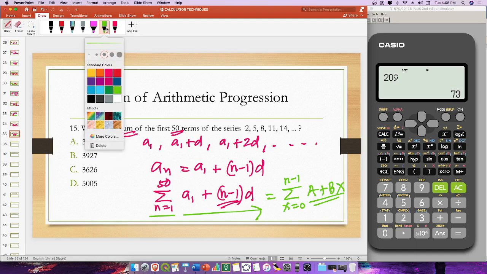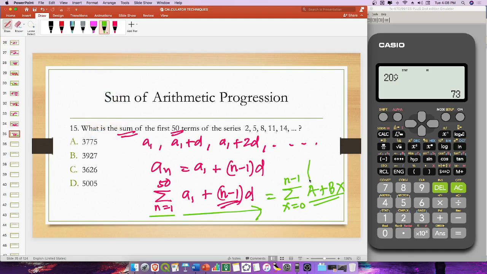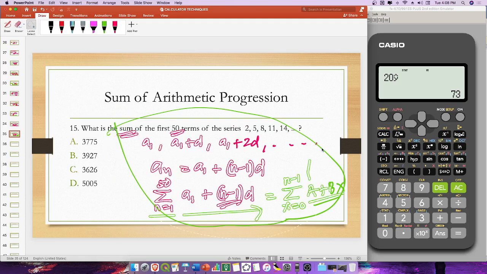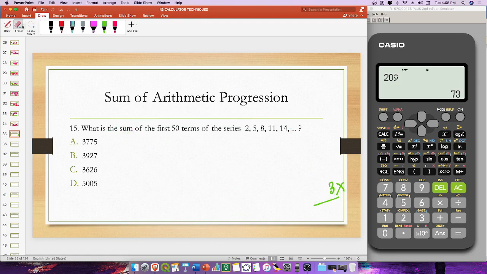Let me erase this part first. Sorry for that. Okay, let's go back to the summation of a plus bx, where x is equal to 0 up to n minus 1. So we will be using this sigma notation. We will label this as the sum of n terms, so this is Sn. Sn is the sum of n terms.